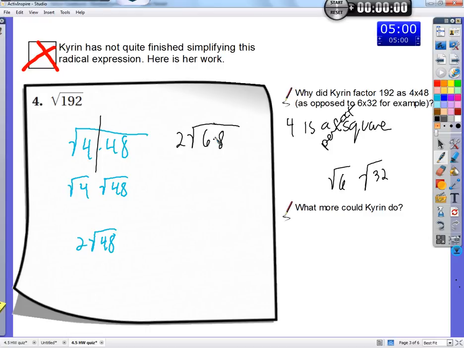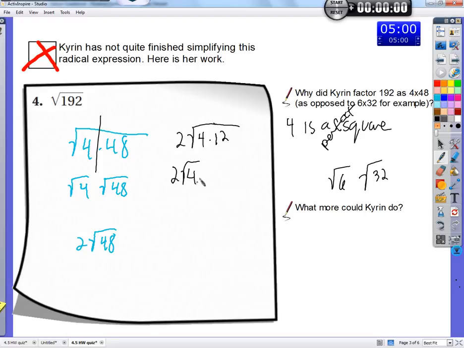4 is a perfect square. So if we choose 6 times 8, when we do the square root of 6 times the square root of 8, which one of these is going to simplify? 8. How? What's the square root of 8? Nothing. There's a square number as a factor of 8, but 8's not a perfect square either, so back it up. How about 4 times what? 12. 4 times 12.